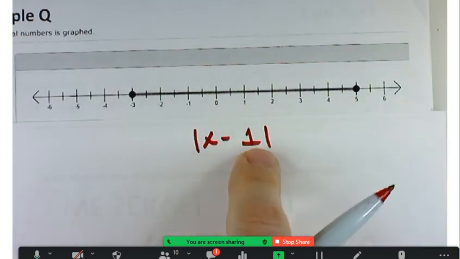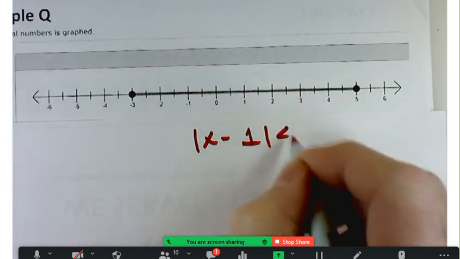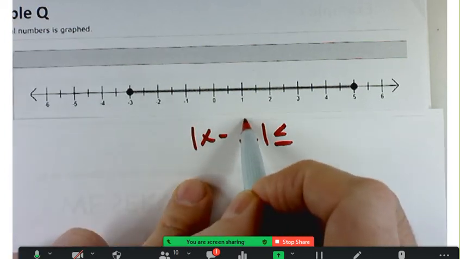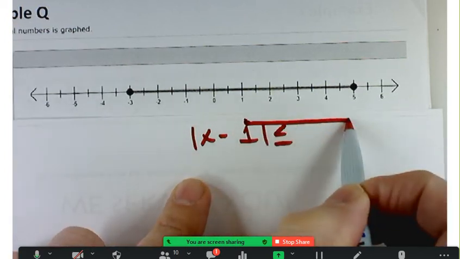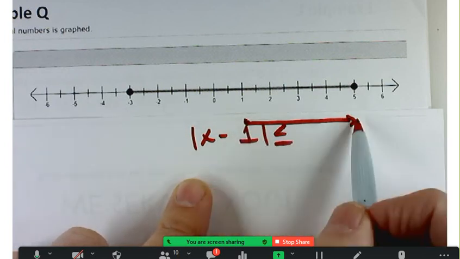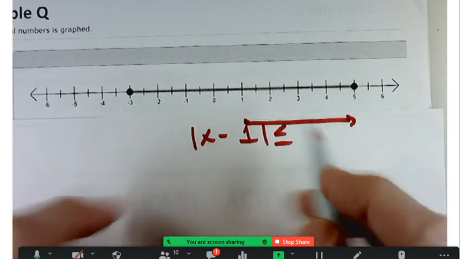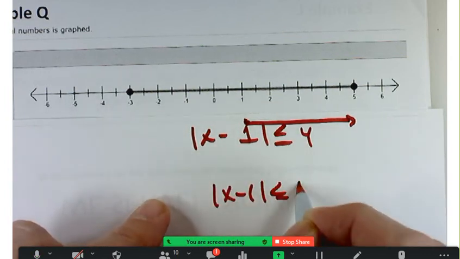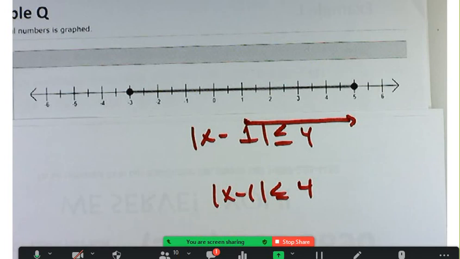So I've got x minus 1. It's an absolute value less than. Actually, let's do a less than or equal to. And now we have to figure out the distance from the center to one of these edges. How far is it from the center to one of the edges? Either one. Distance of 4. So that's it. The absolute value of x minus 1 is less than or equal to 4. That's your graph. Or that's what would result in that kind of equation.